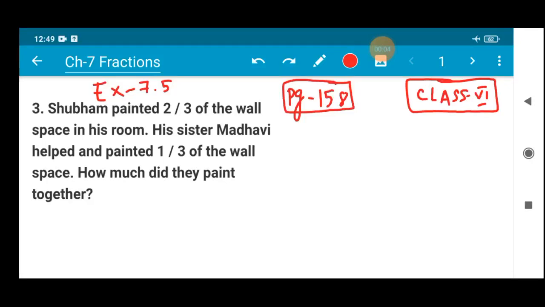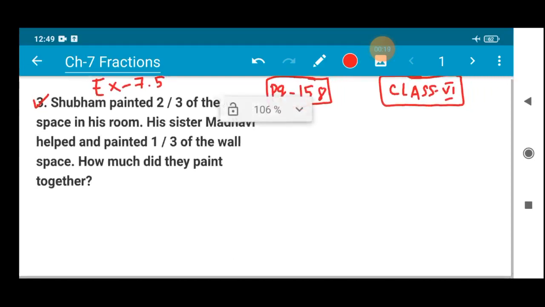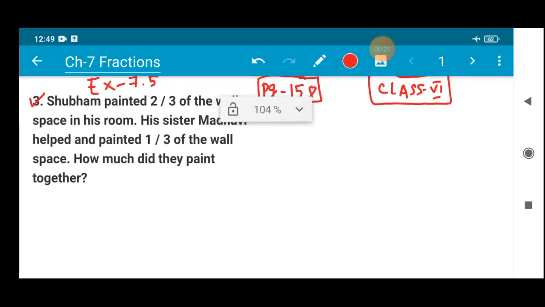So, in today's session, we will be doing question number 3 from exercise 7.5. Question number 3 states that Subham painted 2 by 3 of the wall space in his room. His sister Madhavi helped and painted 1 by 3 of the wall space. How much did they paint together? The question is very easy.